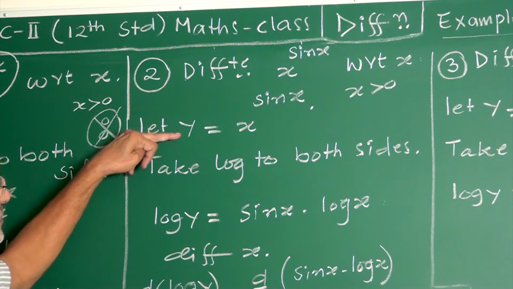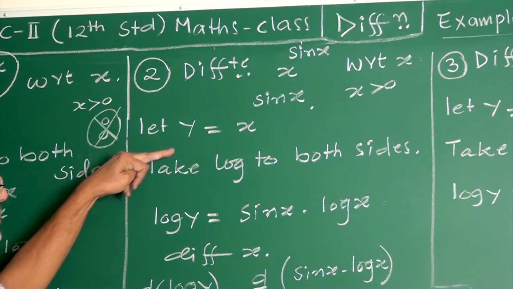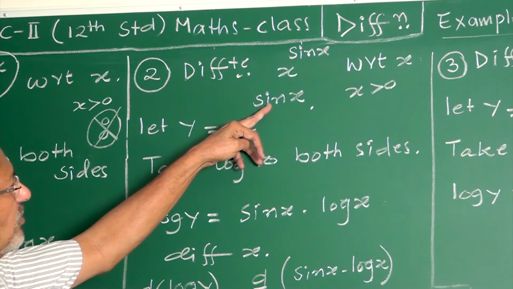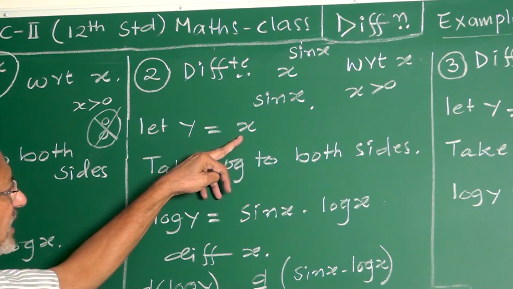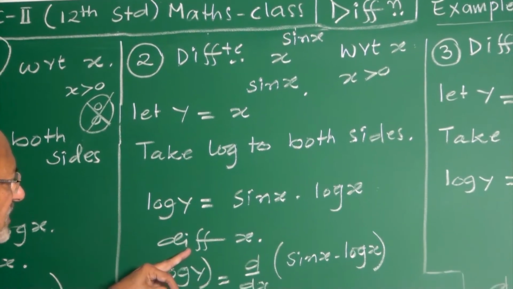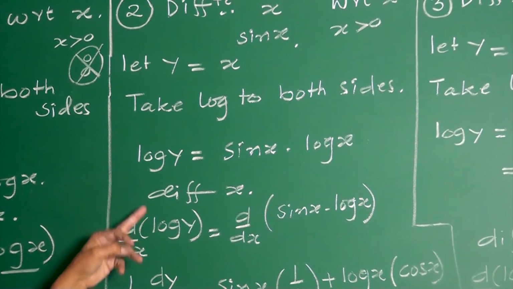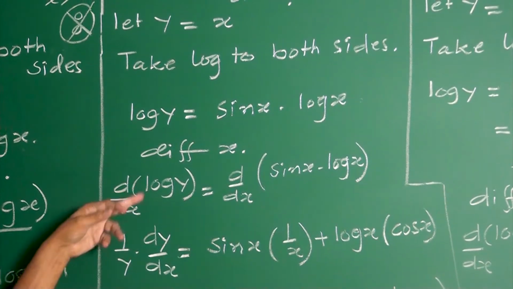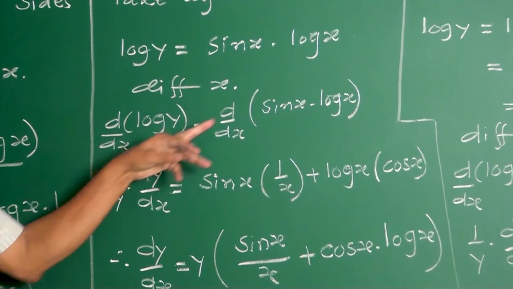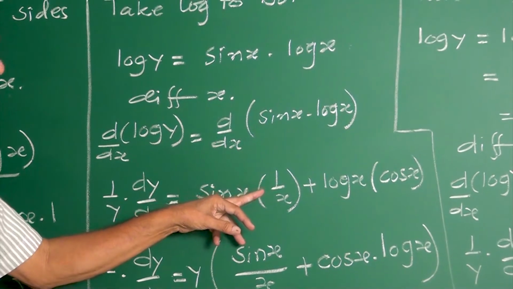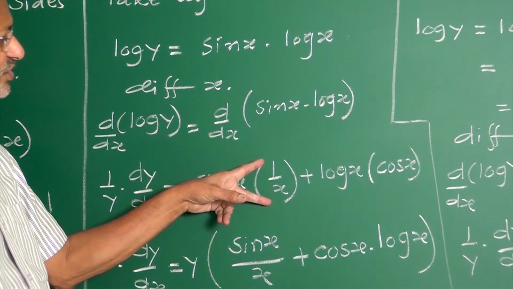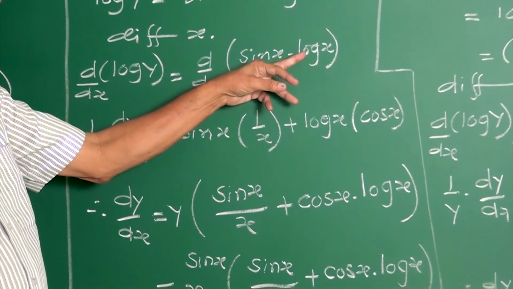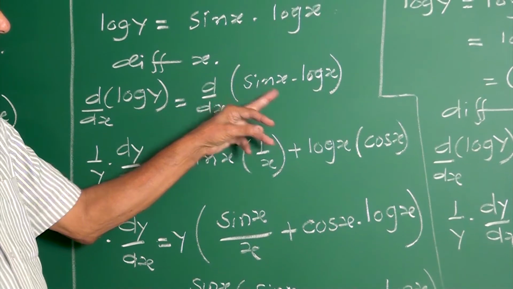Let y equal to this. Take log to both sides. Log y, power into log of the base: sin x log x. Differentiate with respect to x. Derivative of LHS is 1 by y into dy by dx. Derivative of this product: first function into derivative of second, derivative of log x is 1 by x, plus log x into derivative of sin x, which is cos x.